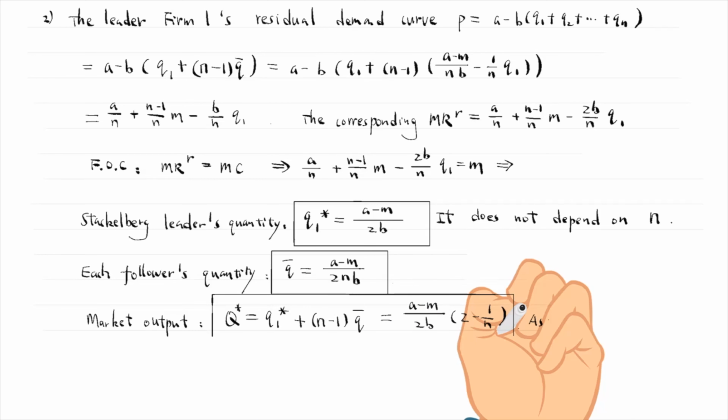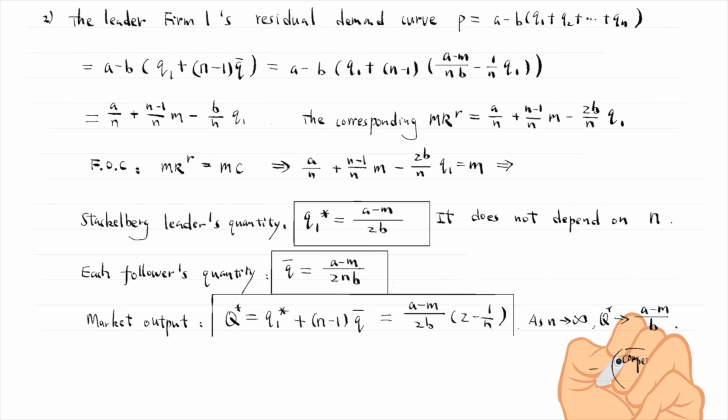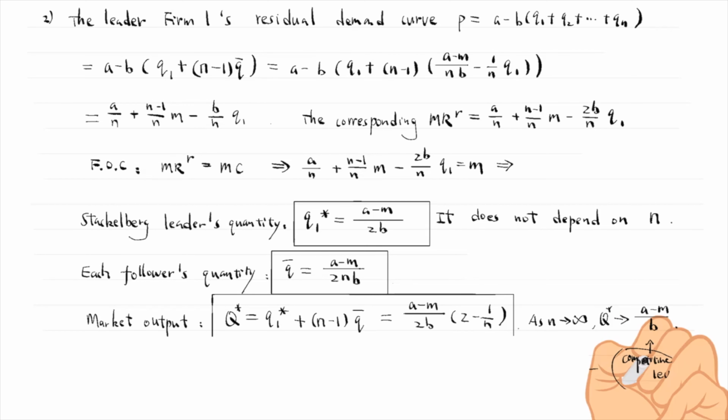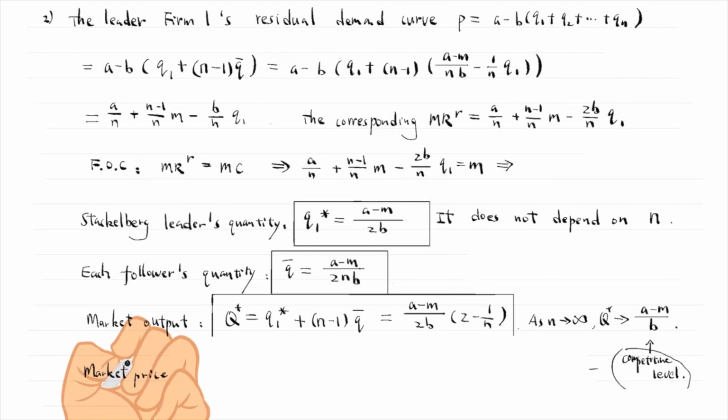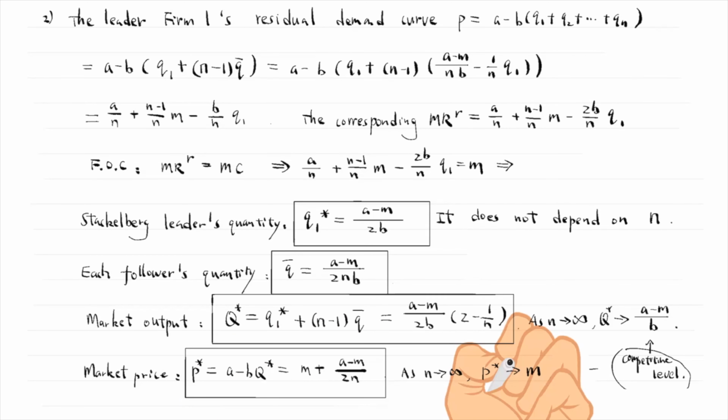As the number of followers increases and approaches infinity, the Stackelberg equilibrium market quantity approaches the competitive level. Finally, we have the market price from the market demand curve. As the number of followers approaches infinity, the Stackelberg equilibrium price goes to the competitive level, the marginal cost.